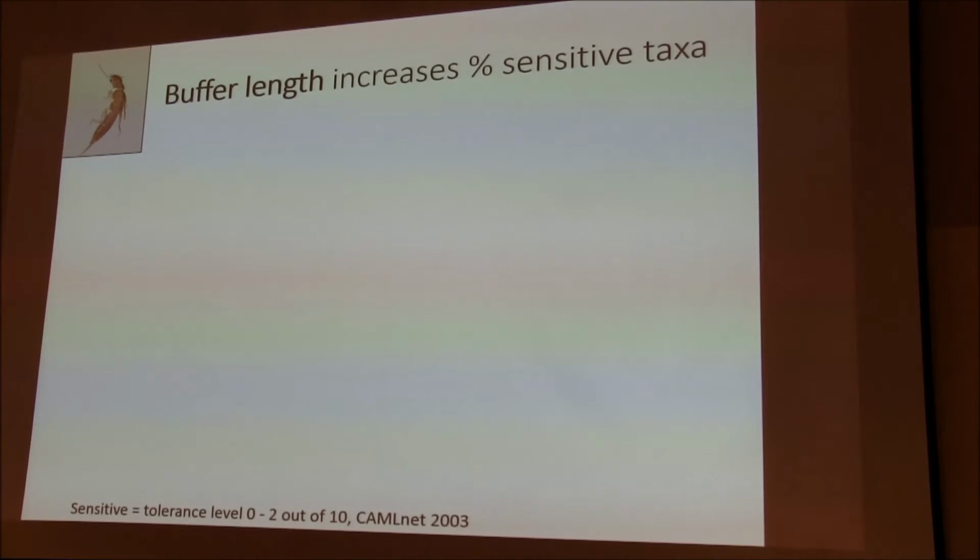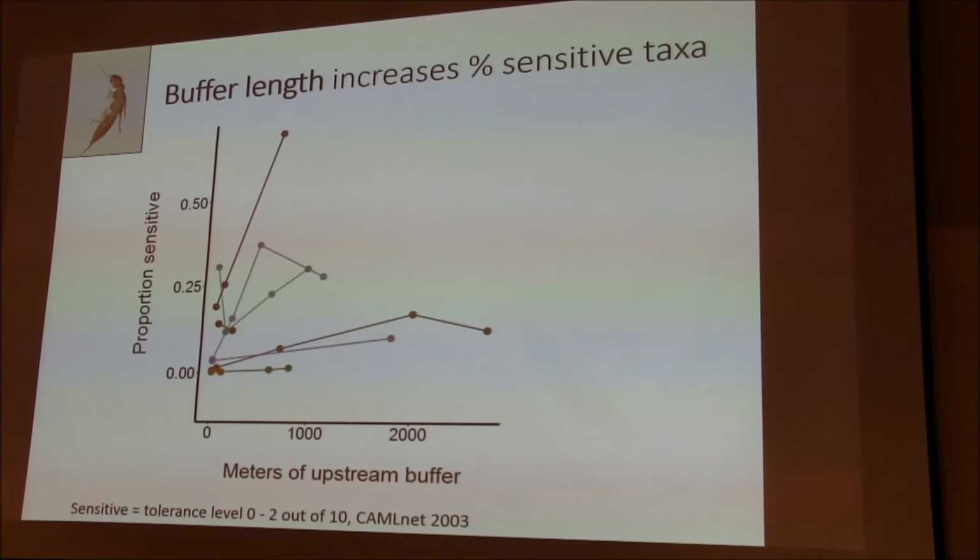However, I did have some metrics that responded to buffer length. My percent sensitive taxa metric, for example. So again, each line is a different stream, and you can see that the slopes are quite different. Like the pink one has a really extreme increase as you move downstream, even though it's not moving downstream that much. But then some of the others have a very shallow slope, but overall I did see a positive trend with buffer length.